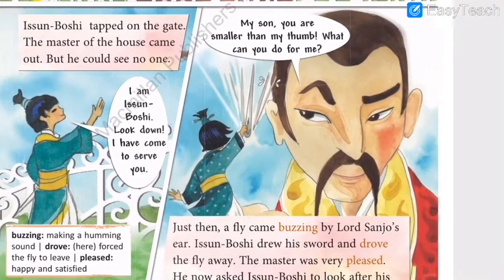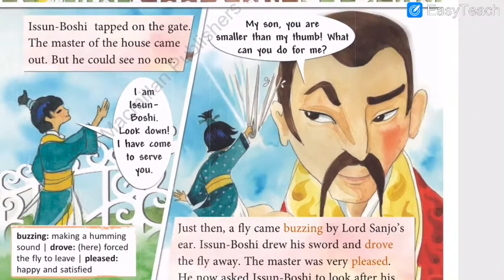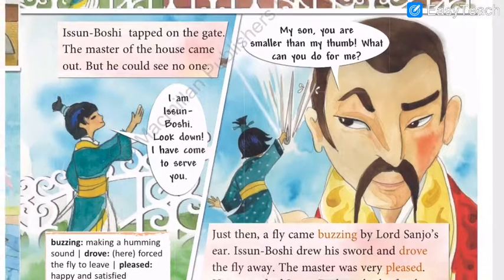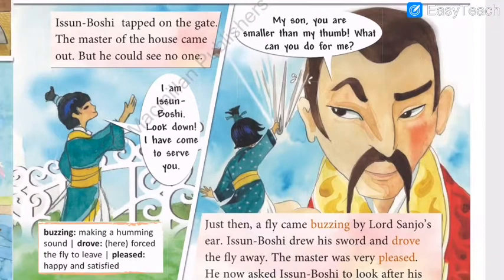As soon as Lord Sanjo underestimated Issunboshi, he took him for granted, thinking what this tiny child will do for me. And obviously, students, if you ask your elder brother or sister, can I help you, what do they reply? They reply, what will you help me, you tiny fellow? This way even Lord Sanjo replied to Issunboshi. Then Issunboshi proved himself on that spot. A housefly came near Lord Sanjo's ear. Buzzing means making that buzzing sound which flies usually make.